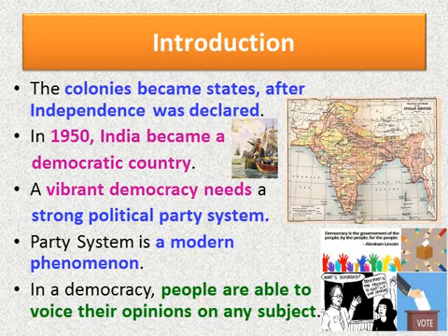It is a form of government in which the supreme power is vested in the people and exercised directly by them or by their elected agents under a free electoral system. And a vibrant democracy needs a strong political party system. So if there must be a highly functioning democratic country, then they need a strong political party system. A party system is a modern phenomenon.